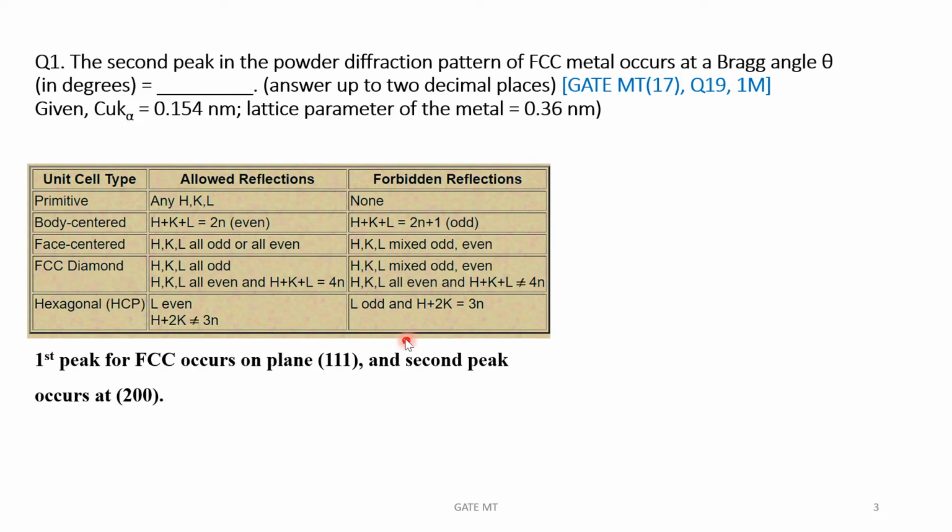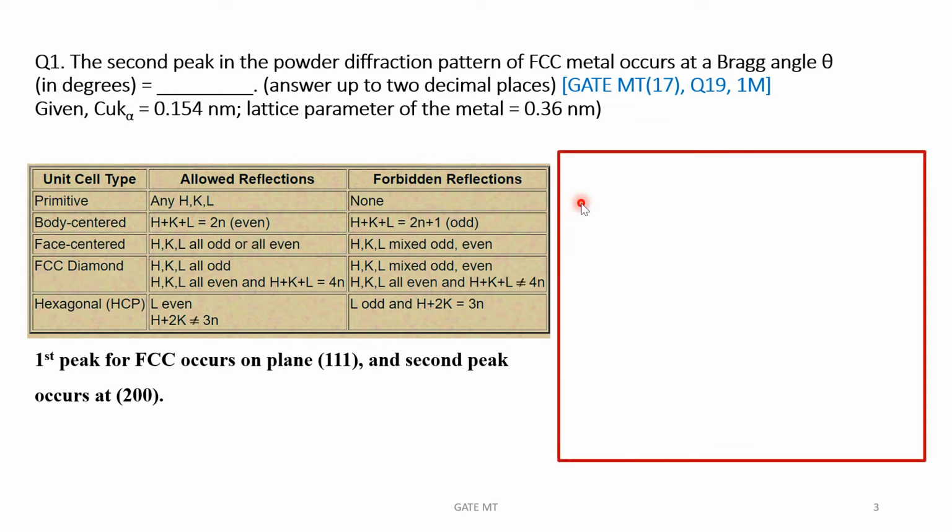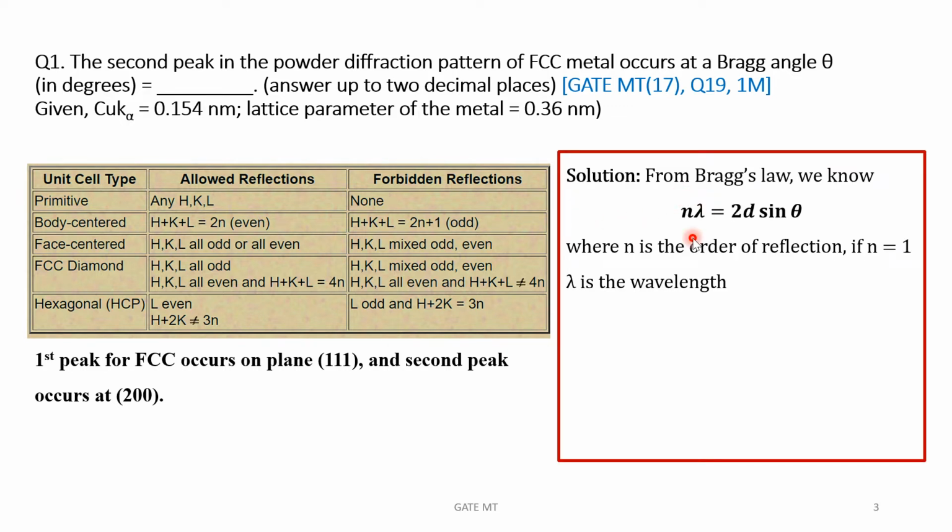Now that we have identified the HKL values, we need to find the equations that help us find the theta value being asked here. For that, we need to know Bragg's law. From Bragg's law, we know that n lambda is equal to 2d sine theta, where n is the order of reflection and lambda is the wavelength. Unless mentioned otherwise, n is always taken as 1, that is, the first order of reflection. So this is one particular equation required for solving this question.